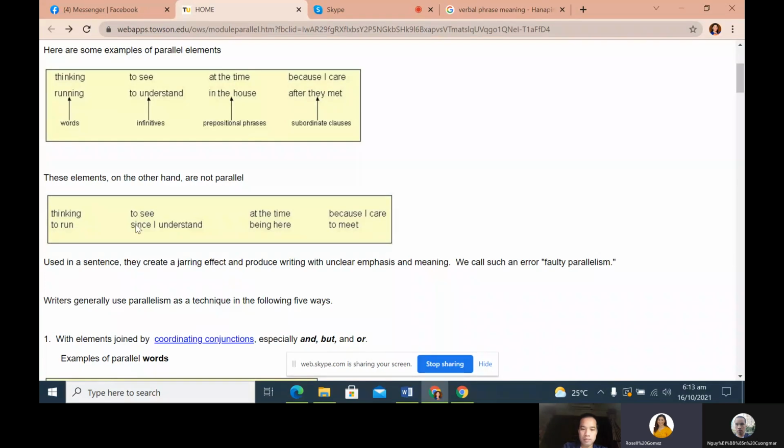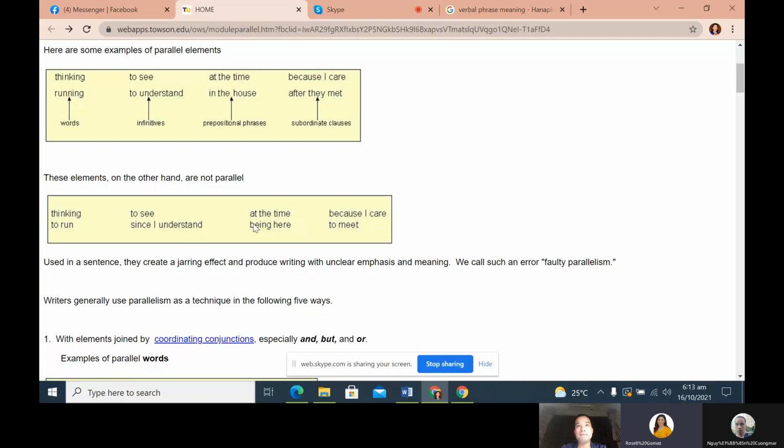What about pair number two? Tell me whether this is similar in construction. To see, the infinitive verb, and understand, maybe that is the subordinate clause. Very good. So are they similar in construction or no? No. Very good. These two words here are not having similar construction.